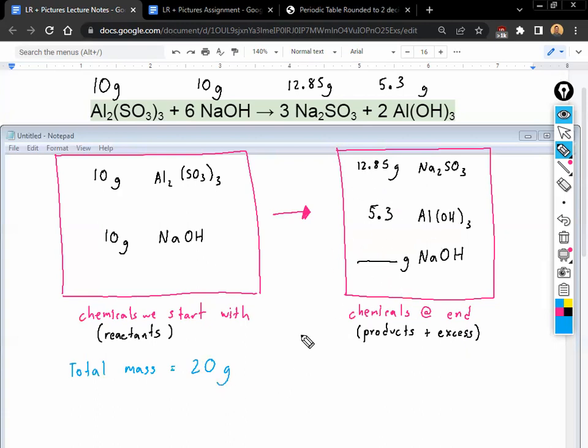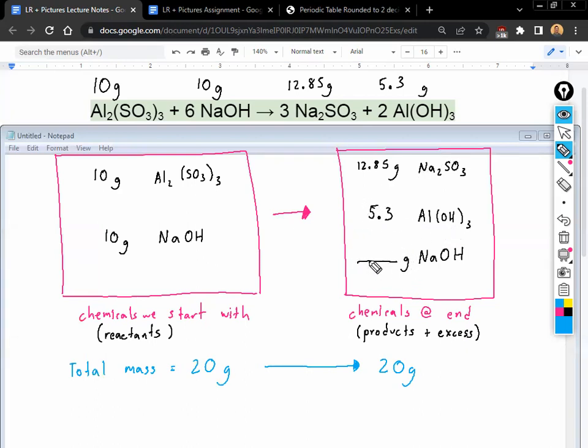Okay. And so what that means is the right side also needs to have a total mass of 20, okay? Because you can't magically get rid of stuff. Okay, molecules don't just disappear. We just turn it into different types. So if we have a total mass of 20 on the left, we need to have a total mass of 20 on the right. And so we know that we have 12.85 grams of this guy. We have 5.3 grams of this guy.